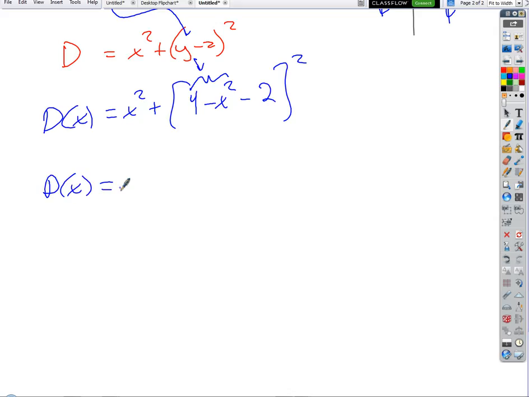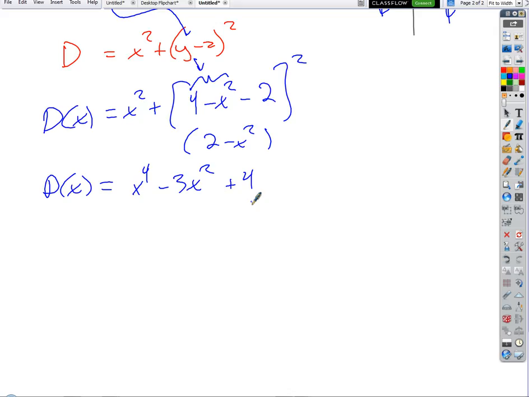D of x equals, so this is going to become, what's going to be in the brackets here? This is just going to end up being 2 minus x squared, and we're going to square that. So that's going to give us x squared plus 4 minus 4x squared plus x to the 4th. Let's combine everything. So x to the 4th minus 4x squared plus x squared is minus 3x squared. Everybody agree? Plus 4. Everybody buy that? Check me. Did I do that right?